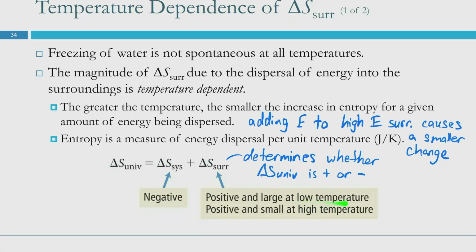If we're at low temperature for our surroundings, cold environment outside, there's not as much energy around. If we're dispersing energy from our water, that's going to make a bigger impact. So we're going to have a positive and large change in entropy of the surroundings at low temperature. For high temperature, it's still going to be positive. We're still dispersing energy, but there's already so much energy around that it's not going to really make much of a difference.